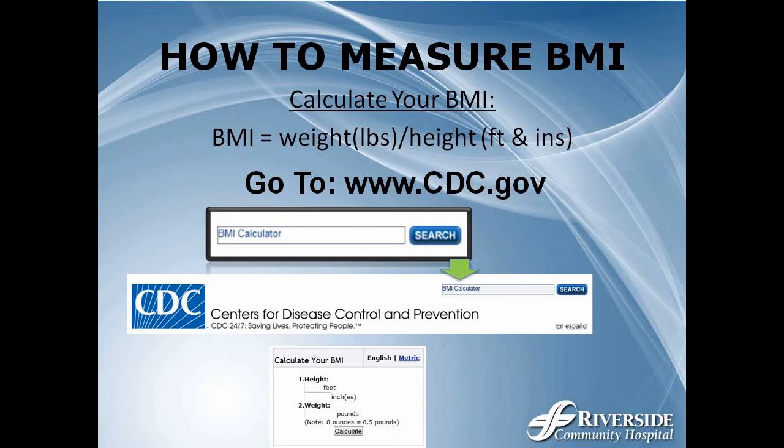Visit the website cdc.gov. Search for the Adult BMI Calculator. Take a minute to see what your BMI is. Place your weight and height into the formula and click Calculate BMI. Take a minute and pause the presentation here. Calculate your BMI and come back and push play when you're ready to resume.